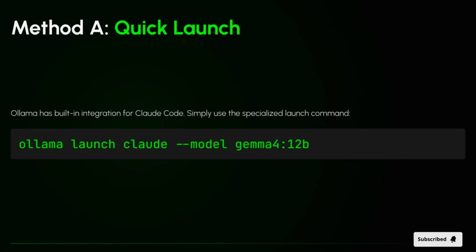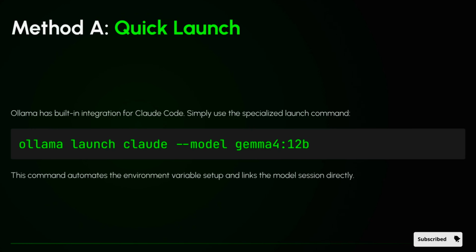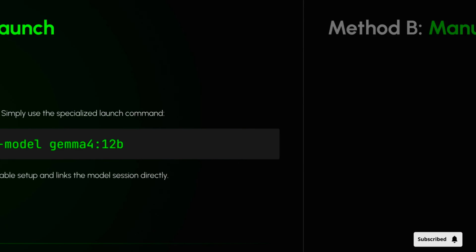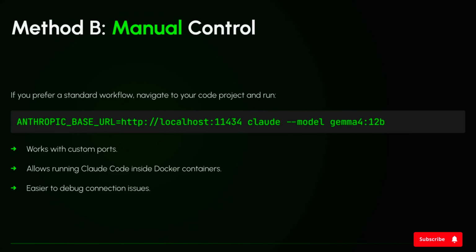Method A is the quick launch. Ollama has built-in integration for Claude Code. Simply use the specialized launch command, ollama launch claude --model gemma4:12b. This automates the setup and links the model session directly. Method B is manual control. If you prefer a standard workflow, run the command shown, ensuring the Anthropic base URL points to your local Ollama instance. This method offers flexibility for custom ports and debugging connections.